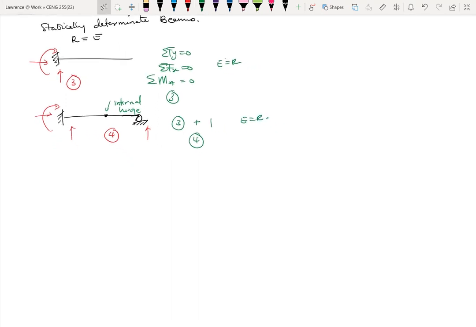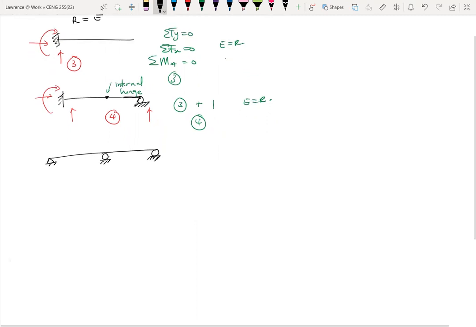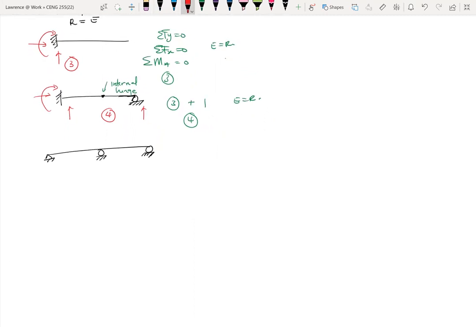We've come across cases whereby you have a beam where the unknown reactions are one, two, three, and four. So four unknown reactions, and the equations are only three. So the unknown reactions are more than equations. That makes this particular beam statically indeterminate.